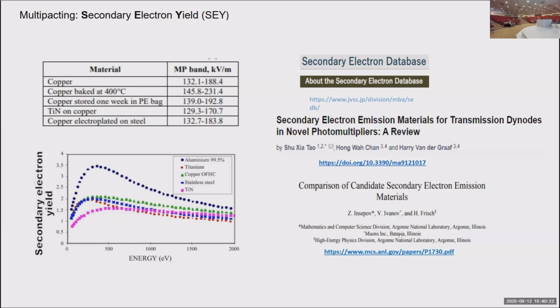Take 100 degrees, not a big difference. I stored it in memory. Okay, I don't know. If you make a coating on copper, titanium nitride, I don't know.